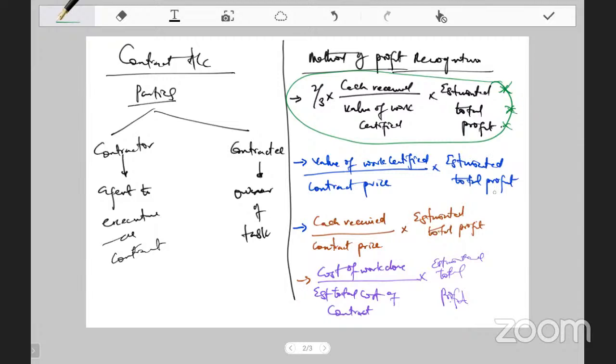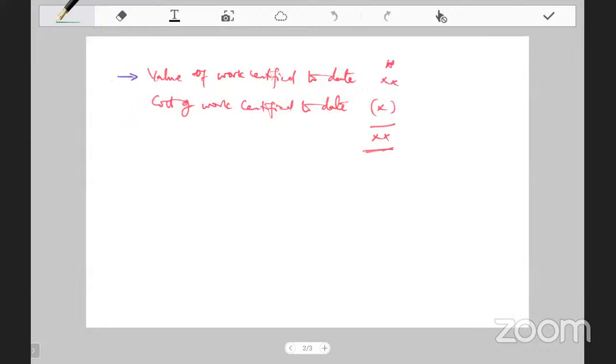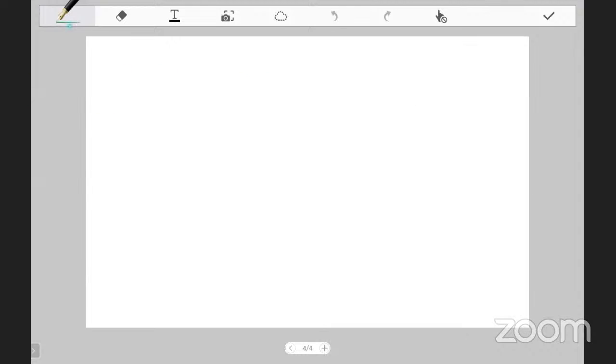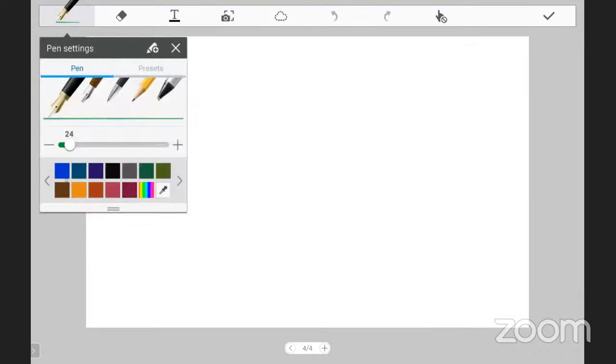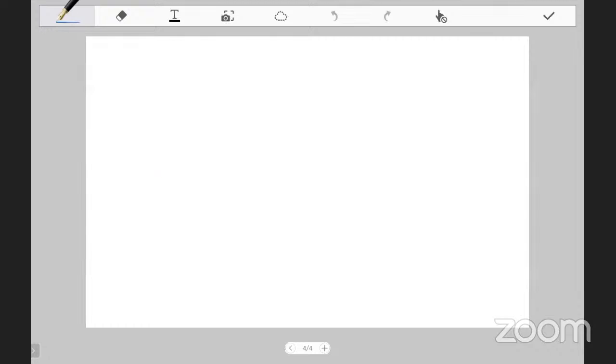Now, if you look at all what we have here, something is constant: estimated total profit, estimated total profit, estimated total profit, estimated total profit. How do we arrive at the estimated total profit? Because that is the flagship of contract account. So let's look at it. It is also referred to as notional profit, or estimated total profit. So please, let's see what we have.